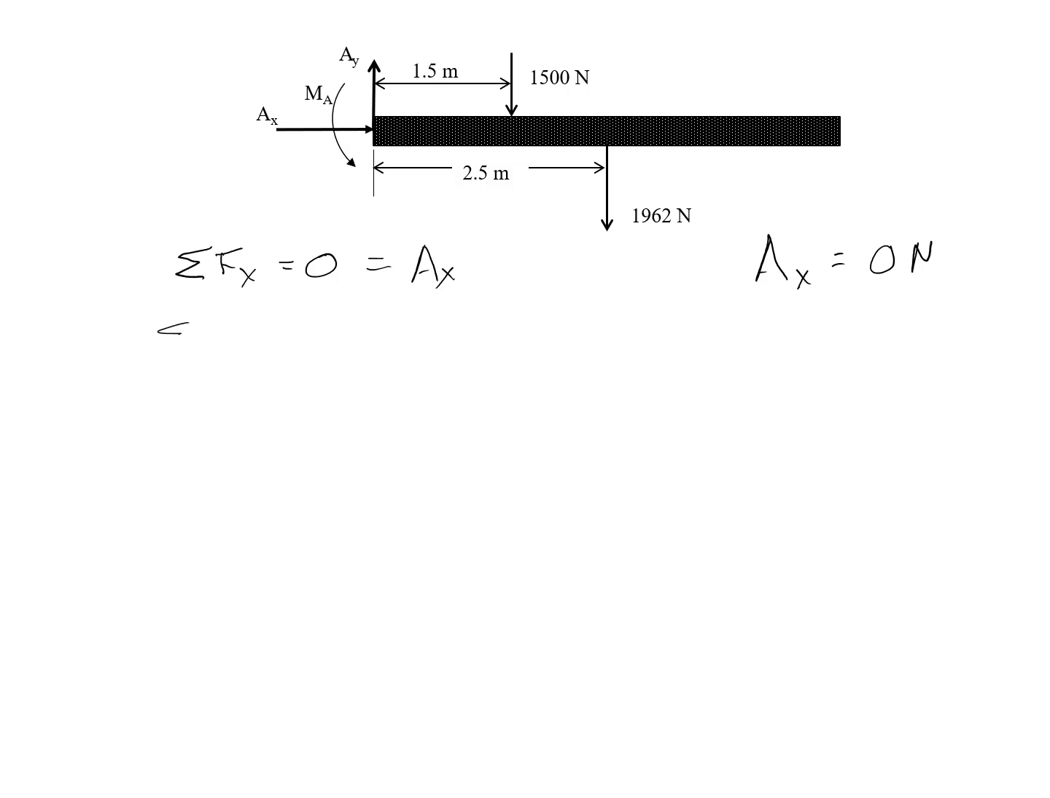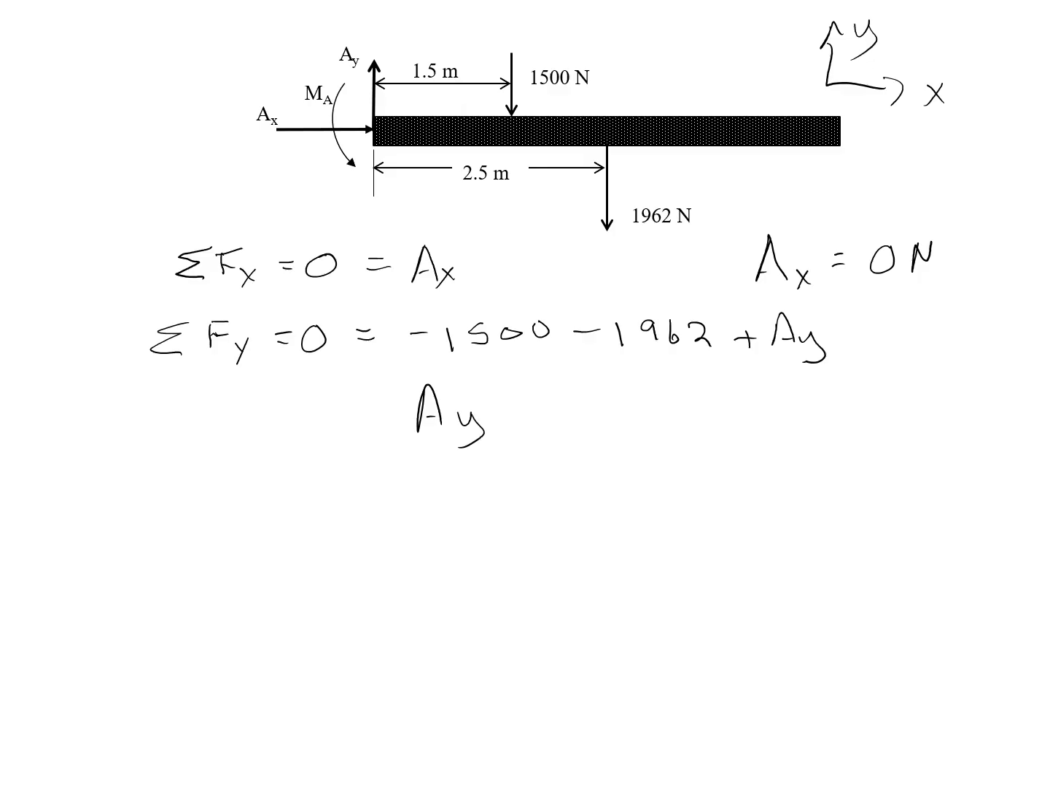Then I can do the sum of the forces in the y direction is equal to 0. And I've established my axes as x and y positive. So this would be negative 1500 minus 1962 plus AY. Solving that equation, I get AY is equal to 3,462 newtons. So there's two reactions, and then to get the third one, I'll take the sum of the moments, and I can choose any point. I'm going to choose point A, and the sum of the moments is equal to 0.